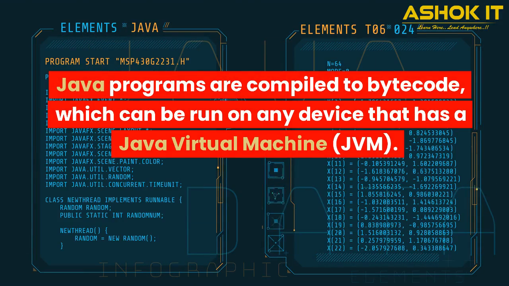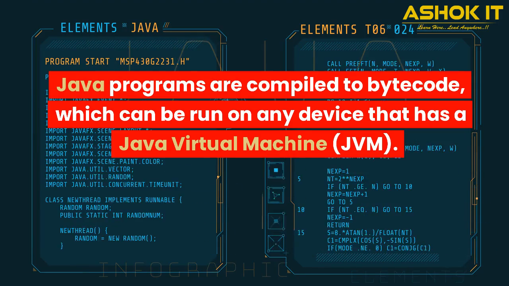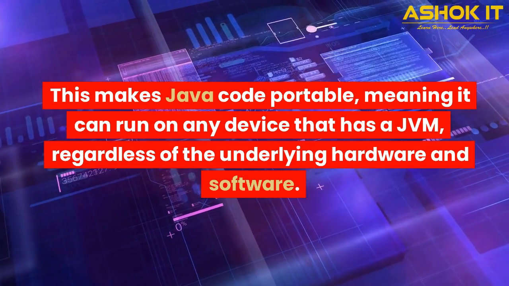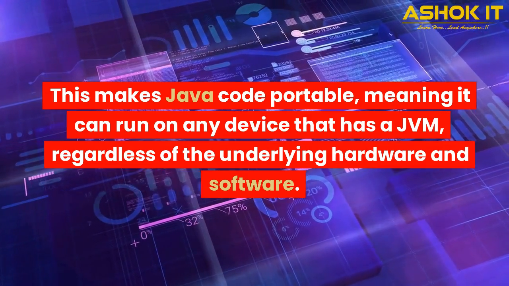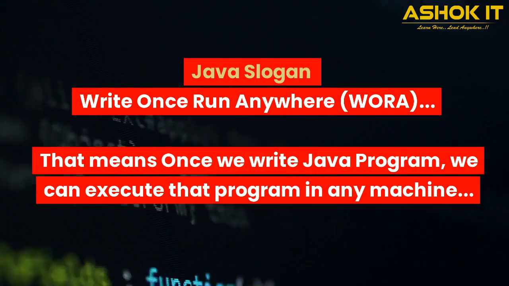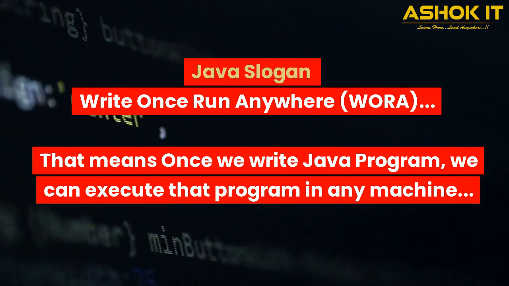methods. Java programs are compiled to bytecode, which can be run on any device that has a Java Virtual Machine (JVM). This makes Java code portable, meaning it can run on any device that has a JVM, regardless of the underlying hardware and software. Java's slogan is "Write once, run anywhere" (WORA). That means once we write a Java program, we can execute that program on any machine.